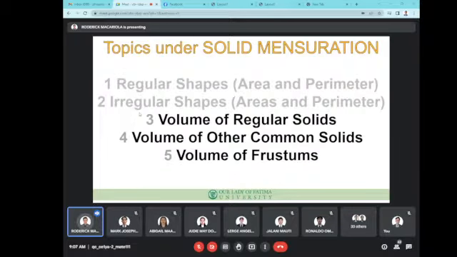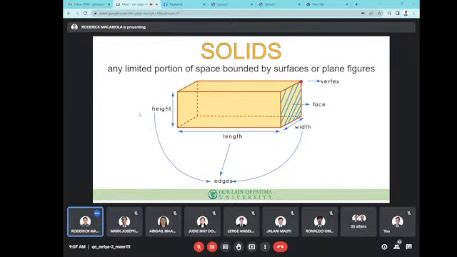Now we proceed to volumes of regular solids, other common solids, and volume of first stones. Solids are solids, any limited portion of space bounded by surfaces or plane figures. So ito yung iba't ibang mga parts ng isang solid. We have the height, the length, the width. We have the face or the sectional area.